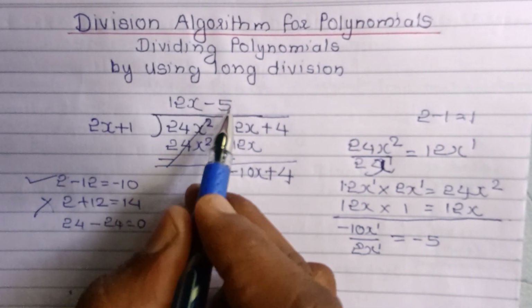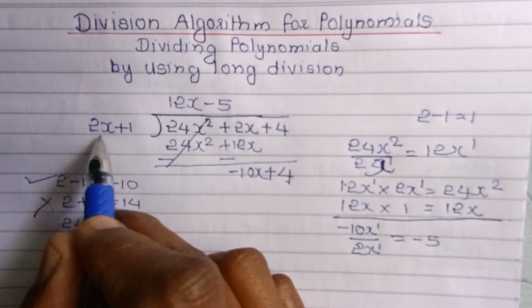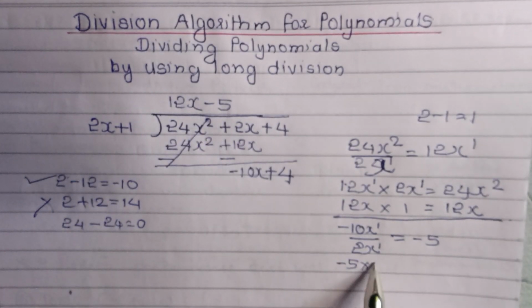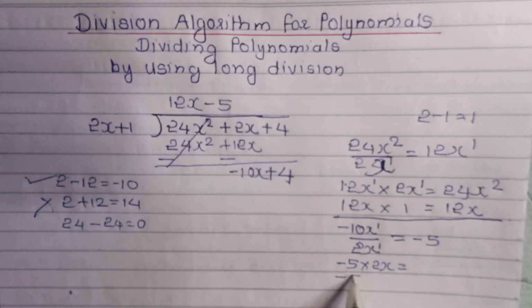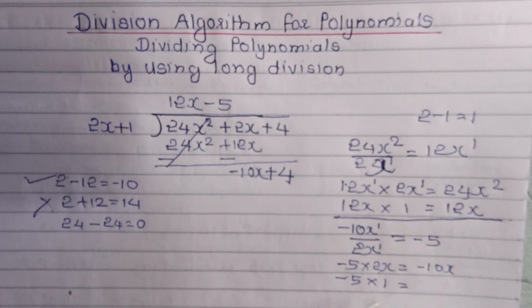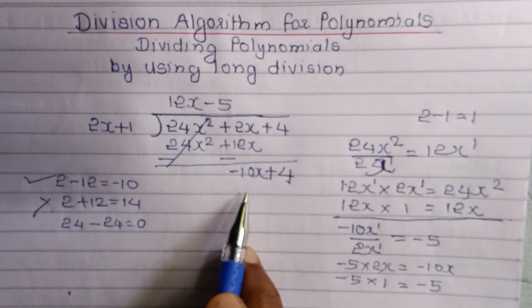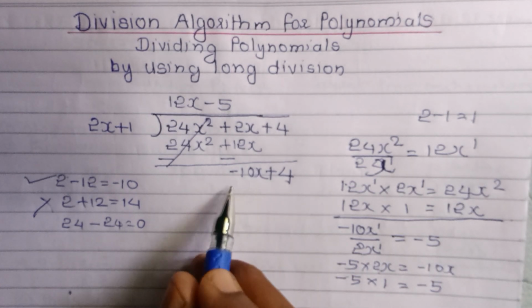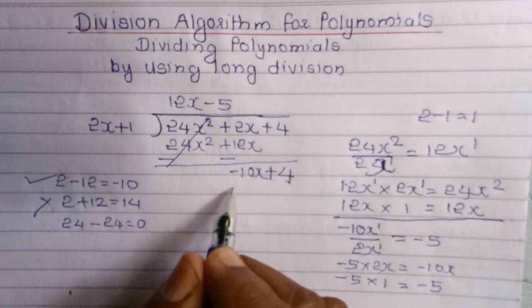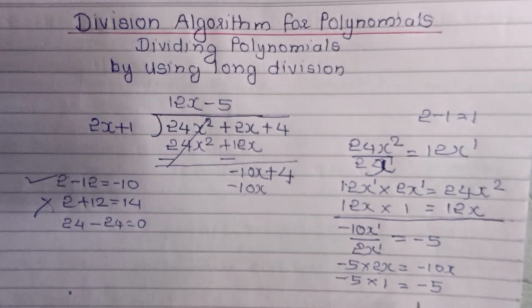And then you have to multiply this. Minus 5 into 2x and then minus 5 into 1. Let me write here: minus 5 into 2x and minus 5 multiplied by 1. Minus 5 into 2 is minus 10, so minus 10x. Minus 5 into 1 is minus 5. So you have to write minus 10x and minus 5 here. Minus 10x, where will you write? Below minus 10x, because these x are like terms. So minus 10x, and this is minus 5.